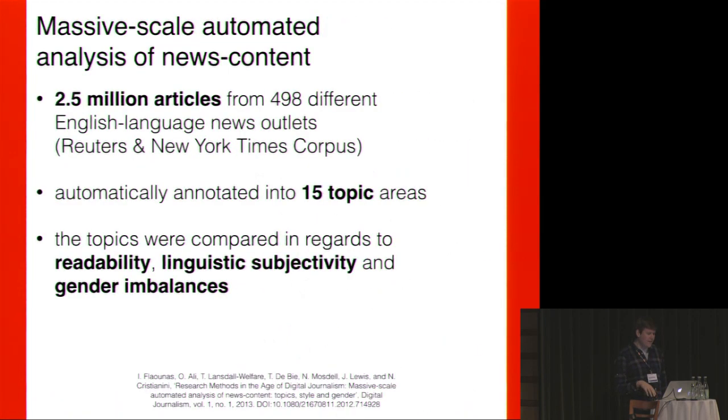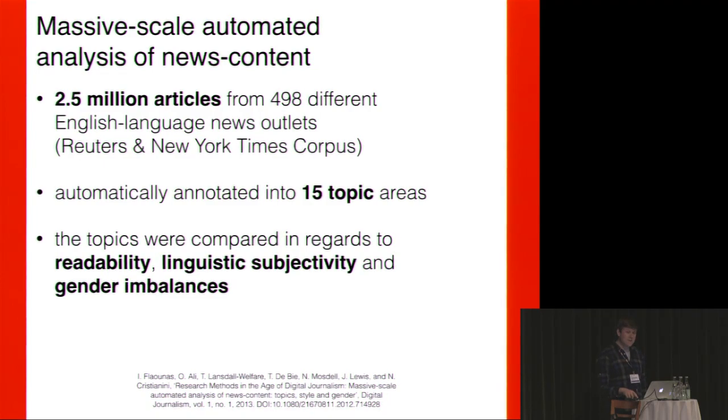Another interesting paper I quickly want to show you is called Massive Scale Automated Analysis of News Content. There they took 2.5 million articles, more than any human could possibly read, and automatically annotated them into 15 different topic areas like fashion, art, politics, and science. And then they compared them in regards to readability, linguistic subjectivity, and gender imbalances, and I'm going to show you what that means.